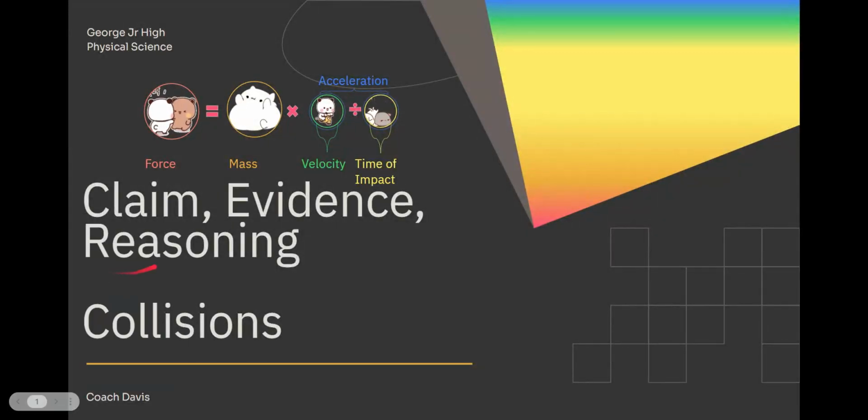All right, let's get this. Okay, so claim evidence reasoning, it's back and it's going to keep coming back. But this week we're talking about collisions, which we're going to be seeing these words again. We're going to be seeing force, we're also going to see mass and acceleration, but we're actually going to be breaking acceleration into two individual parts, velocity and time of impact.